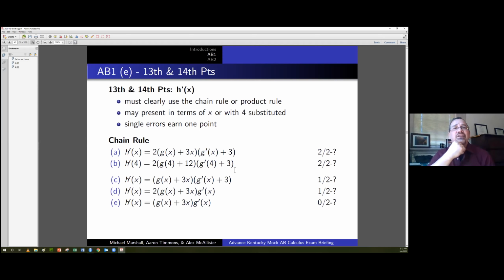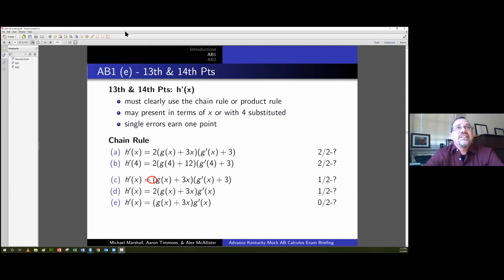Let's see. So these next three, or I shouldn't say all three, the first couple we're going to think of as places where single errors can earn 1 point. So what's the single error in this first chain rule? What's missing? The leading 2. We'd expect to see a leading 2 out there, and that's missing. But otherwise, we see a perfect chain rule. So we're going to let that student earn 1 out of the 2 points.